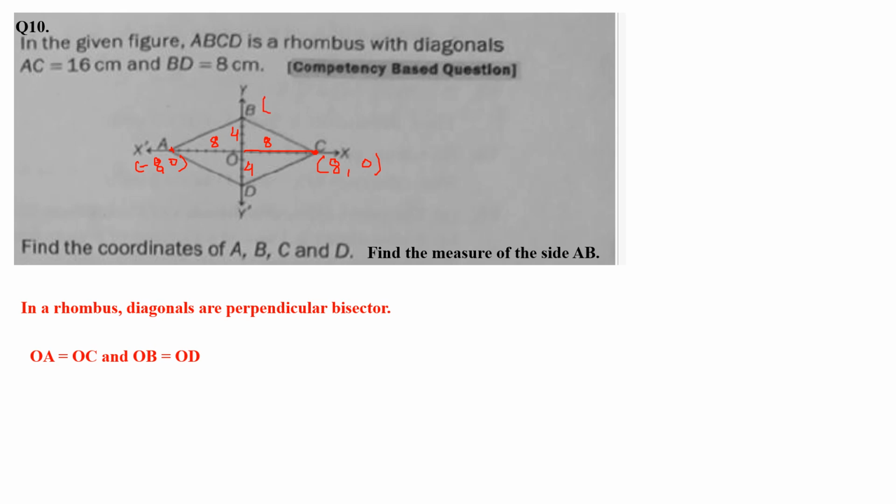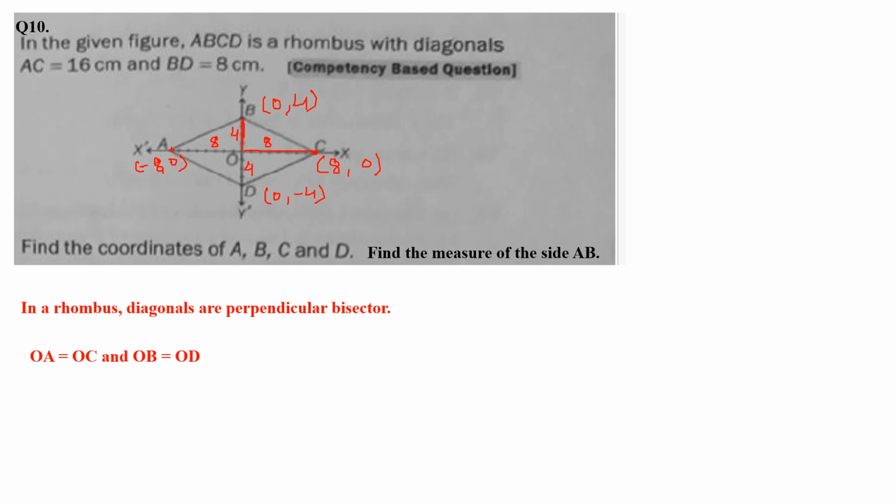Now here B coordinate lies on y-axis, so x coordinate will be 0 and this will be 4 because your OB measure is 4. And for the D coordinate it will be 0, minus 4 as this is the negative direction of y-axis. Now, so all the coordinates we calculated. Now you have to find the measure of the side AB.